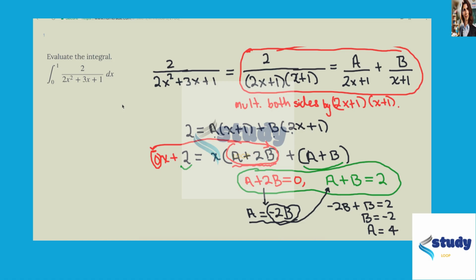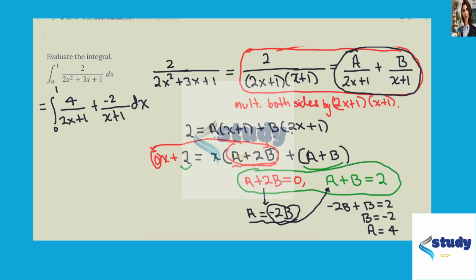So that tells us that we can write the integral that's given as the integral from 0 to 1. And then we replace this fraction with the partial fraction decomposition. And then we'll plug in our values for A and B. So A was 4 over 2x plus 1. And then B was minus 2. So if you want, minus 2 over x plus 1.